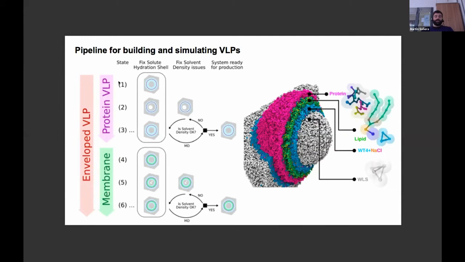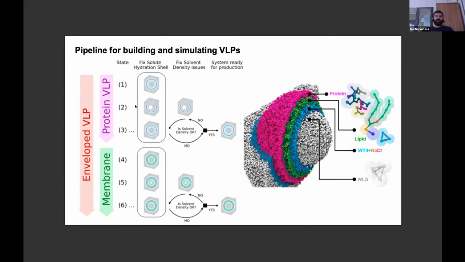The calibration is split into protein, VLP and membrane protocols, and inside each step, there are several energy minimizations, equilibrations, and short production steps with restraints, and resolution steps to fix, for example, density issues. This is an iterative process to correct density issues, and then, after resolving the system, when problems were solved, the system is run for several microseconds.